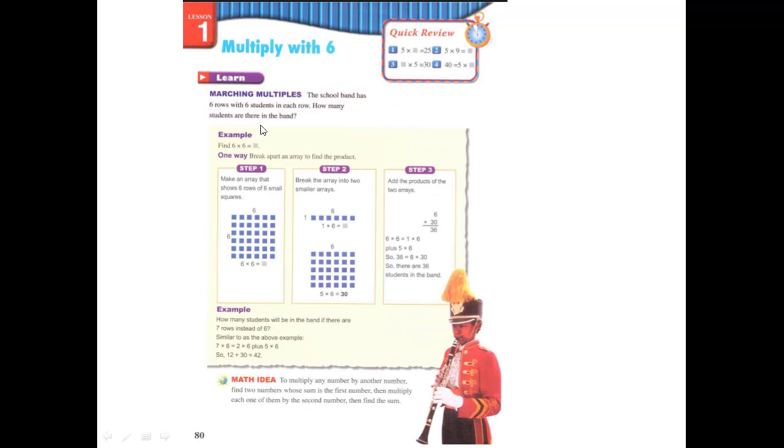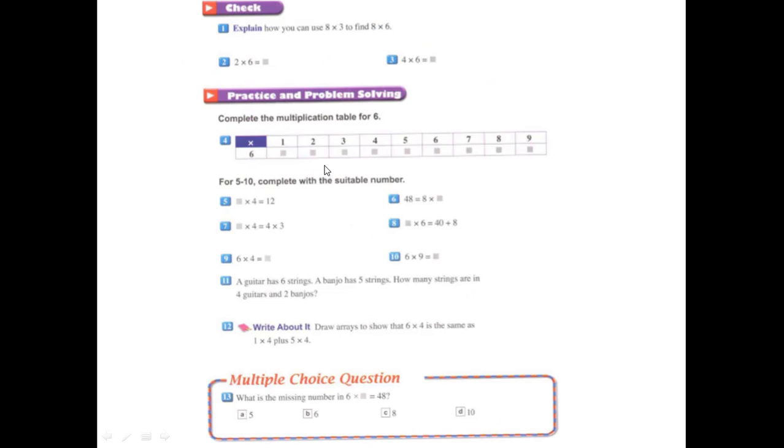Okay. Now we have multiplication with 6. Here's multiplication with 6. 1 times 6, 6. 2 times 6, 12. 3 times 6, 18. 4 times 6, 24. 5 times 6, 30. 6 times 6, 36. 7 times 6, 42. 8 times 6, 48. 9 times 6, 54. Okay.